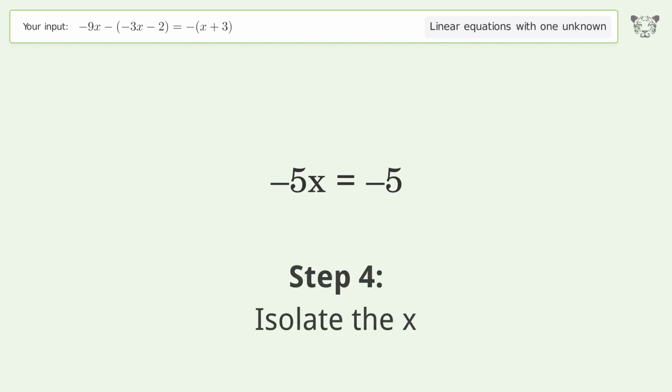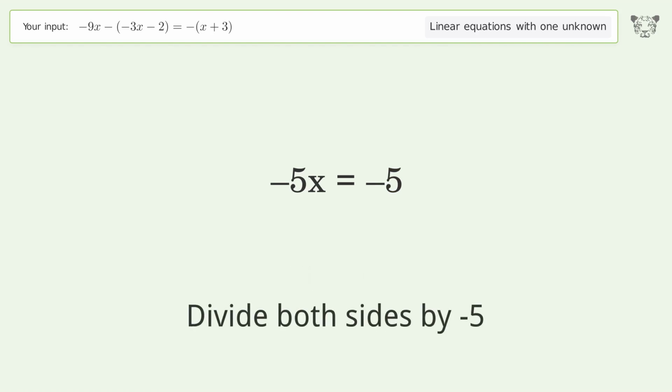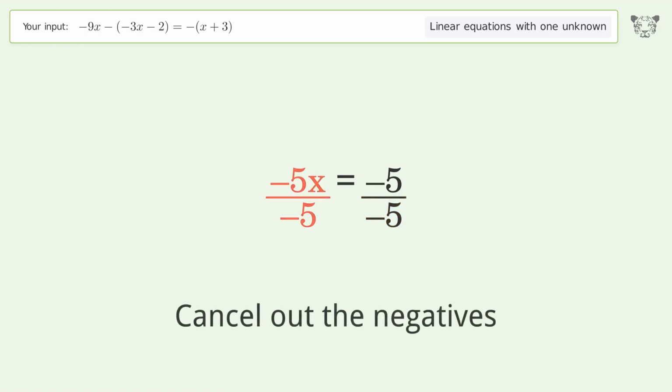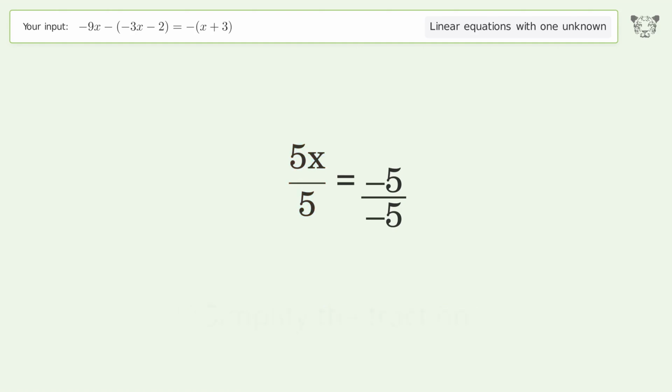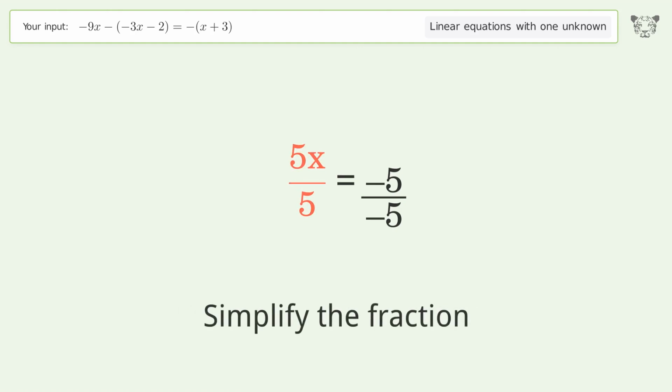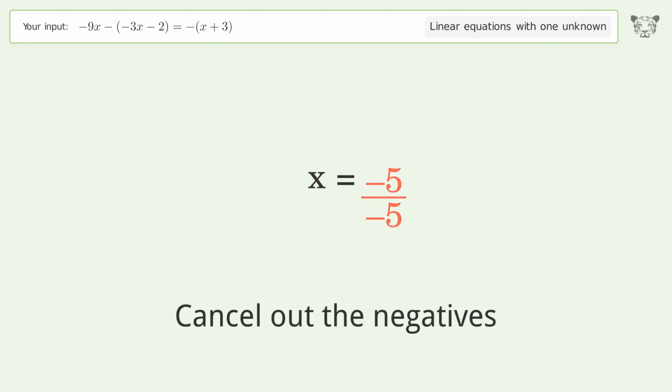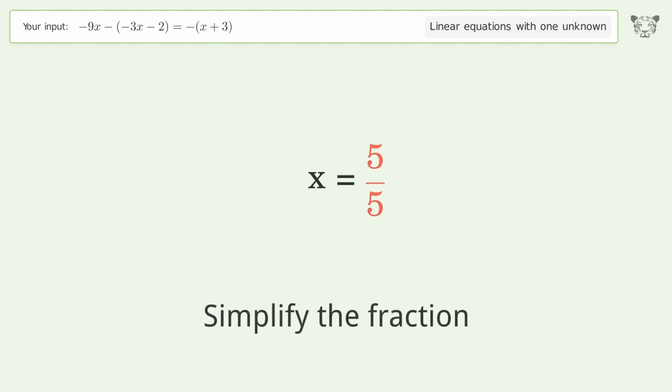Isolate the x. Divide both sides by -5. Cancel out the negatives. Simplify the fraction. Cancel out the negatives. Simplify the fraction.